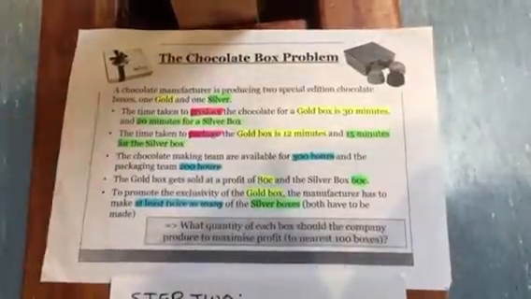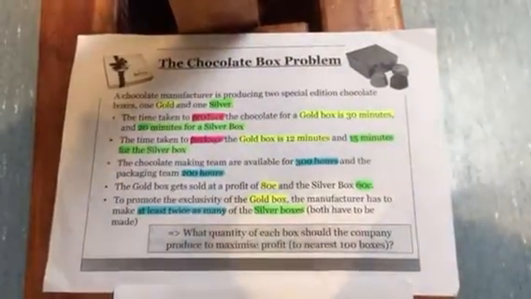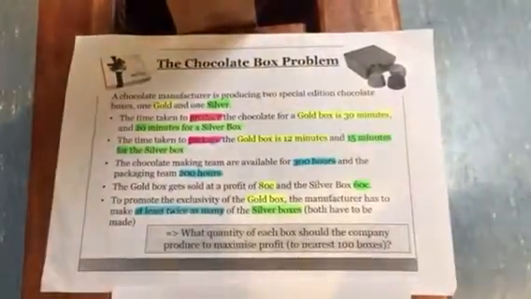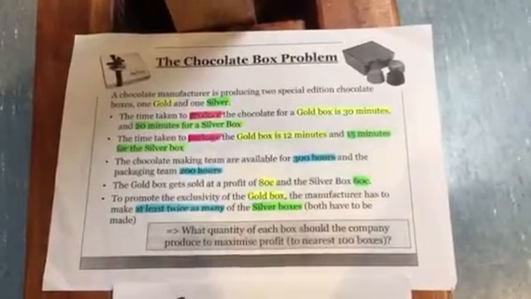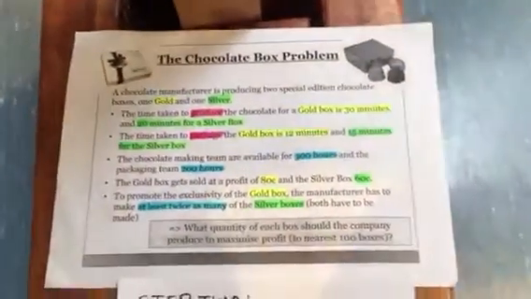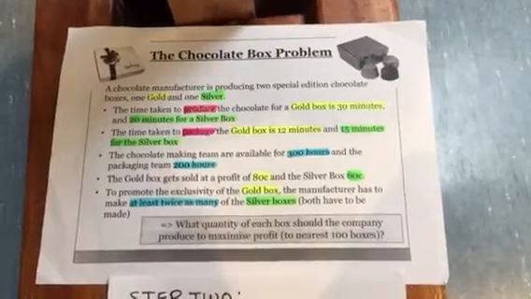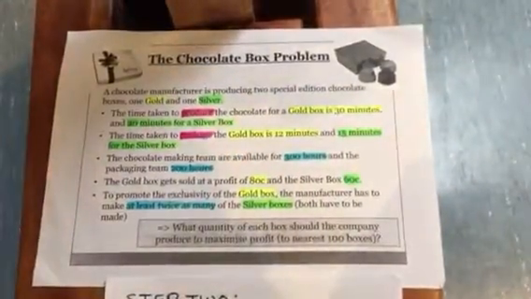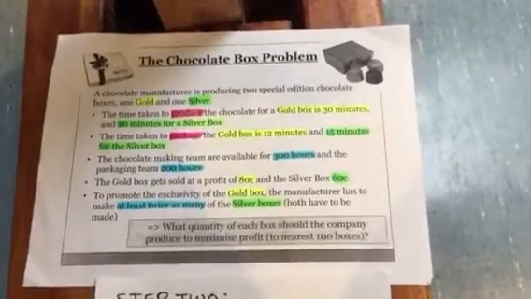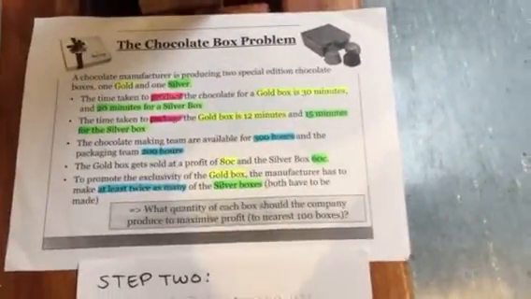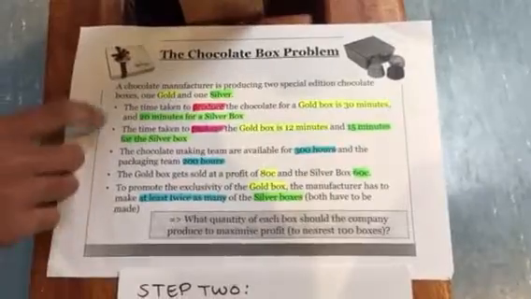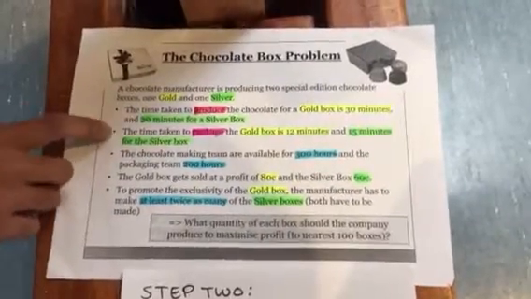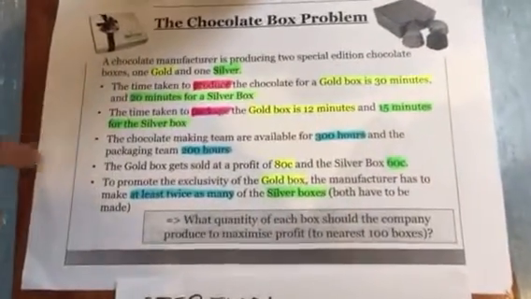Here, the time taken to produce the chocolate for a gold box is 30 minutes and 20 minutes for a silver box. This one says the time taken to package the gold box is 12 minutes and 15 minutes for the silver box. This one says the chocolate making team is available for 300 hours and the packaging team 200 hours. This one relates back to these two and allows you to complete the first two constraints.